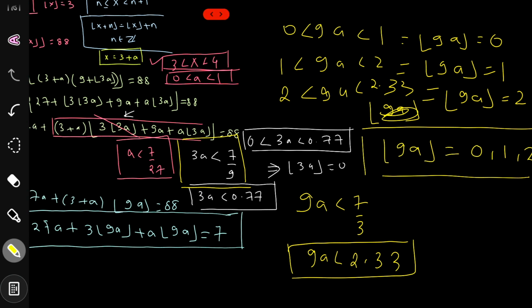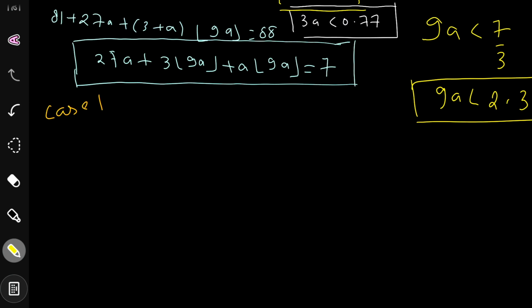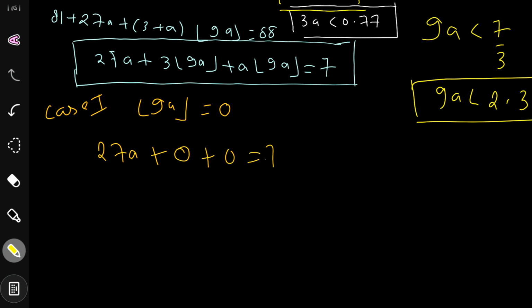Now let us replace the floor value of 9 times a in this equation as 0, 1 and 2. So here we are going to see case 1 in which we take the floor value of 9 times a equal to 0. So the first term will turn out to be 27 times a as it is, plus the second term will turn out to be 0, plus the third term will turn out to be 0, and this thing is 7. Now from this thing we will get the value of a, that is 7 upon 27.